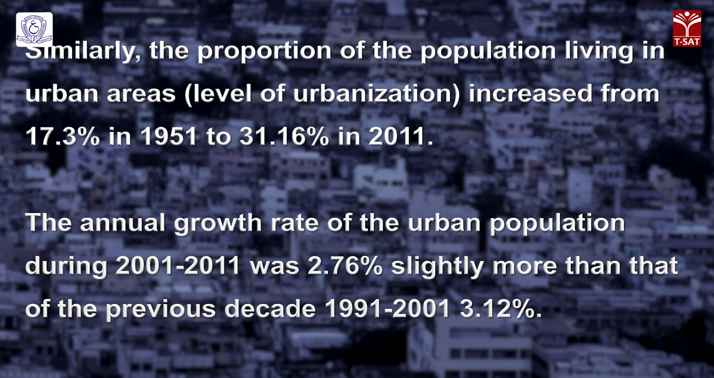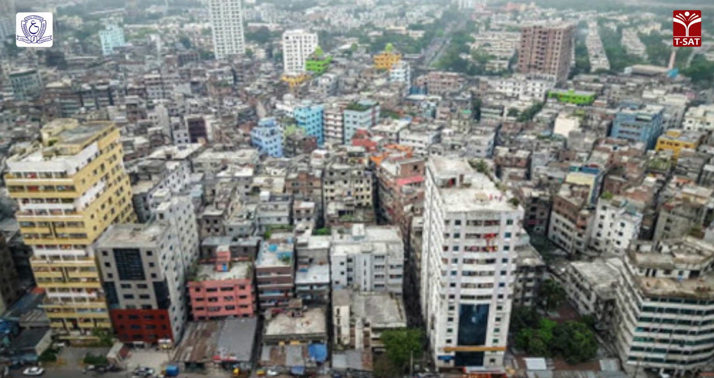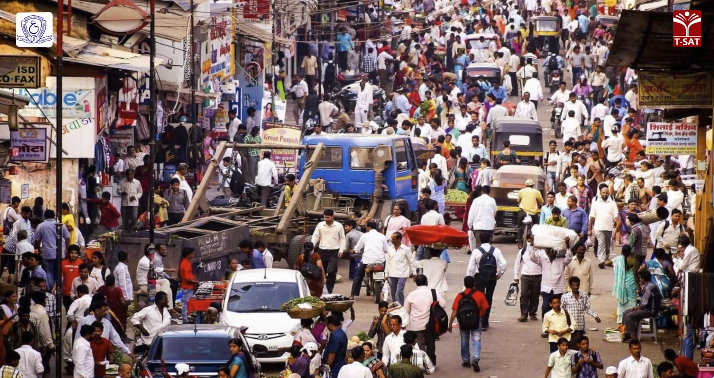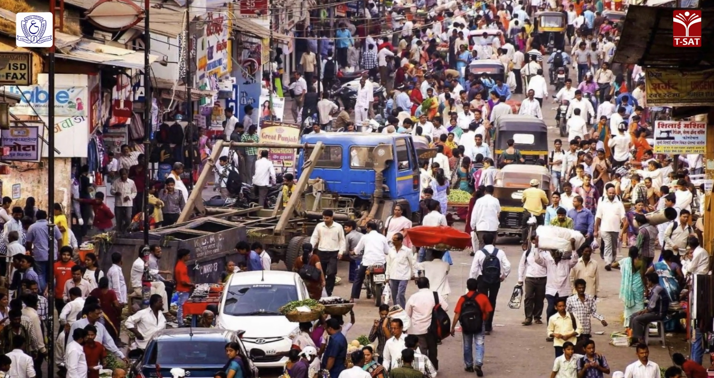The annual growth rate of the urban population during 2001 to 2011 was 2.76%, slightly less than that of the previous decade of 1991-2001, 3.12%. Urbanization in India is mainly due to liberalization of its economy after the 1990s, which gave rise to the development of the private sector. Presently, although urbanization is taking place at a faster rate in India, only 1/3 of its population lives in urban areas.